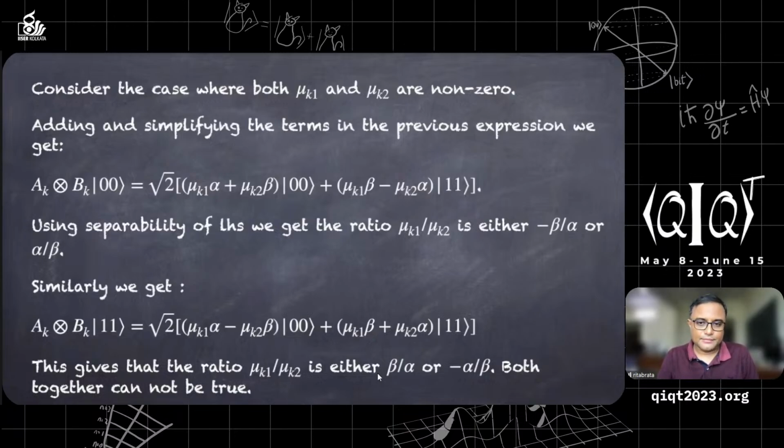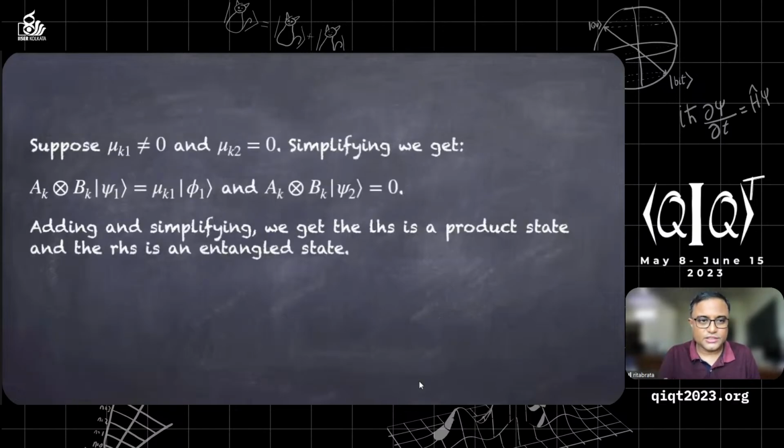and vice versa. Okay, so you are getting a contradiction on this ratio, because the first one will give you one ratio, but the second one will give you the other ratio. Actually, both together cannot hold. So this is not possible. So there is no other possibility than that one of them is 0, the other one is non-zero. Okay, now let us assume that mu k2 is 0, mu k1 is non-zero.